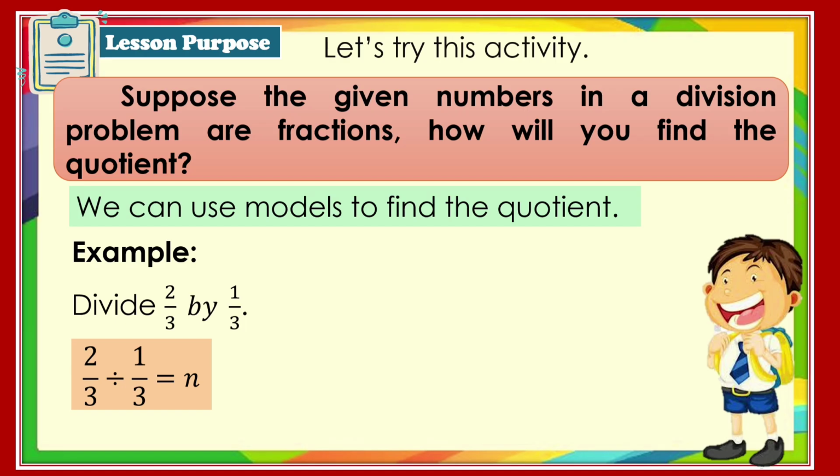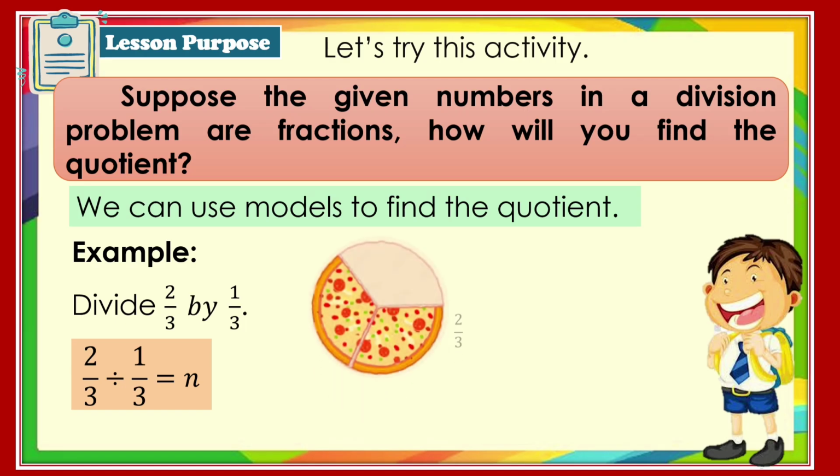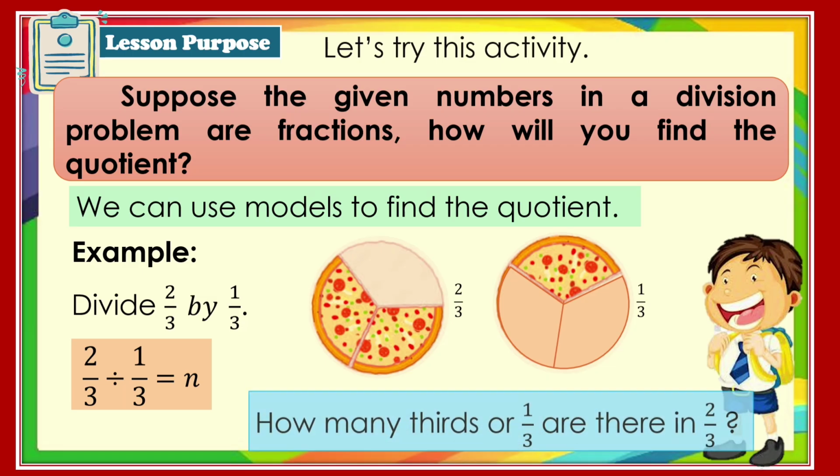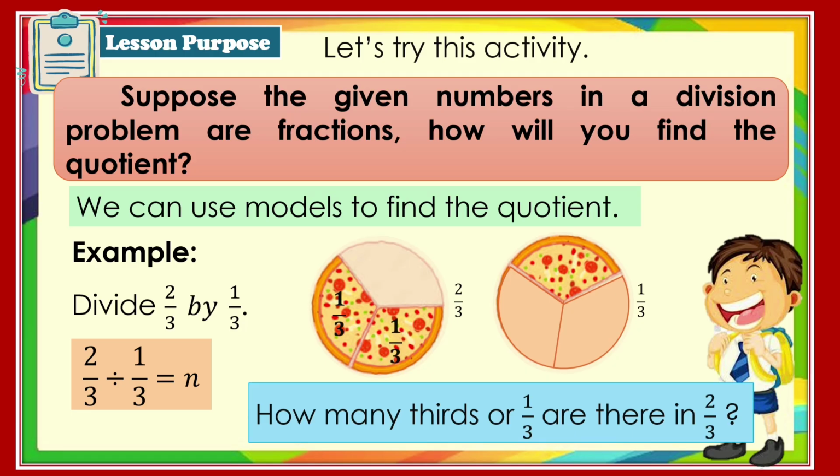Here's a pie model showing how to divide 2/3 by 1/3. The pie is divided into 3 equal slices. 2 slices are shaded to represent 2/3, and the other one represents 1/3. Each slice represents 1/3, and you can see that 2 of these slices fit into the shaded portion. Again, how many thirds, or 1/3, are there in 2/3? Yes, the answer is 2. So 2/3 divided by 1/3 equals 2.